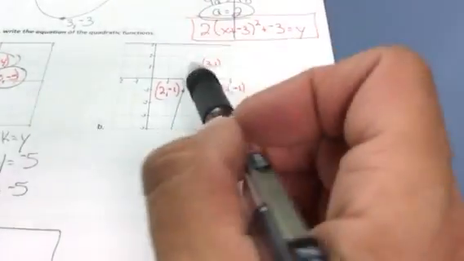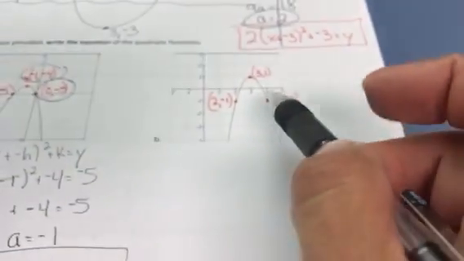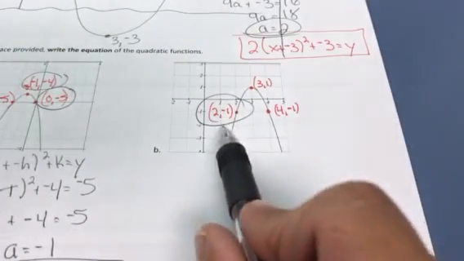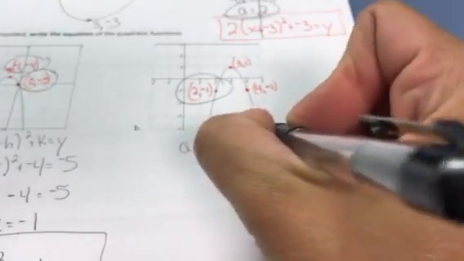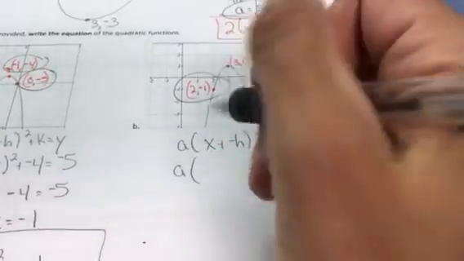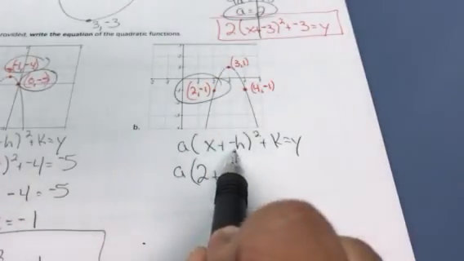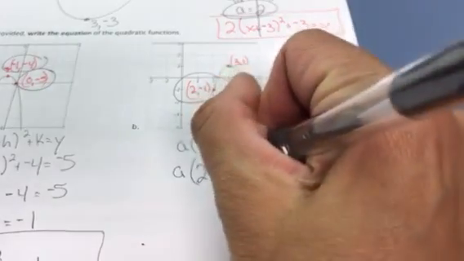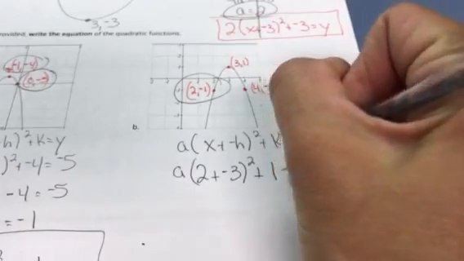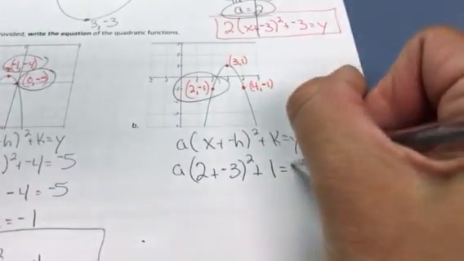And the last problem, same stuff. We got a vertex and another set of points. I believe I had chosen this point when I did it. So there's my X and Y, there's my vertex. So I'm going to put them into here as well. Let's rewrite it. So A will figure out, for X I'm going to use 2, plus the opposite of H, so 3 will give me negative 3, plus my K, which is the 1, and that's going to equal Y, so back to the negative 1.